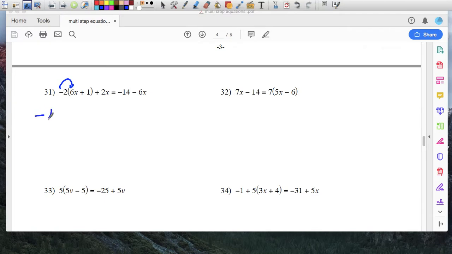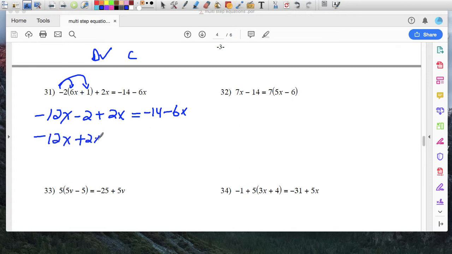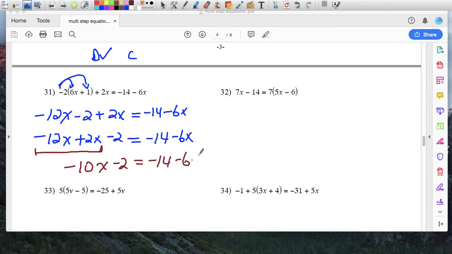The distributive property for sure. Negative and the positive is negative 12x. Negative and a negative, negative and the positive is negative again, negative 2. Plus 2x equals negative 14 minus 6x. So the distributive property is gone. Combine like terms? Yes, I can. So it's negative 12x plus 2x minus 2. I put the like terms next to each other. And let's combine these two guys. My answer is going to be negative because there are more negatives. And it's going to be negative 10x minus 2 equals negative 14 minus 6x.